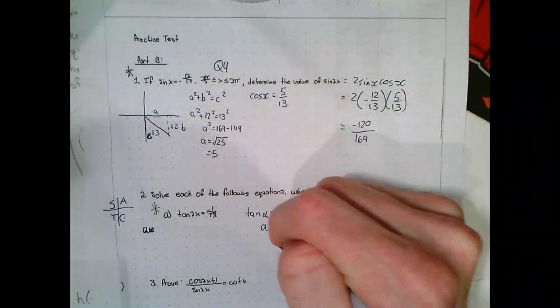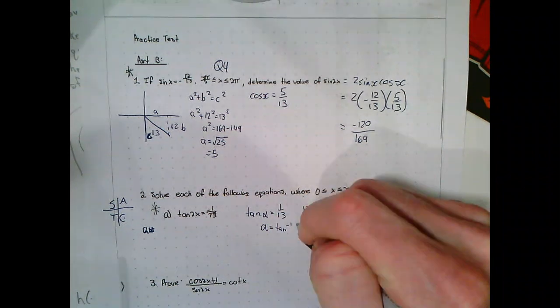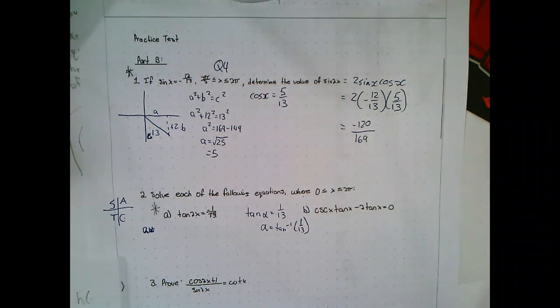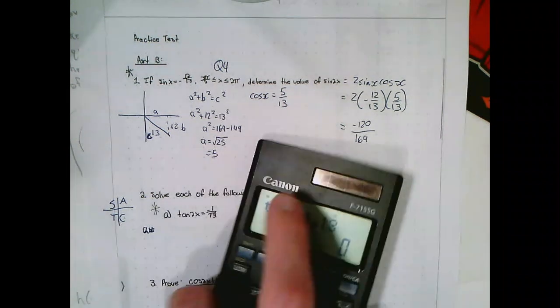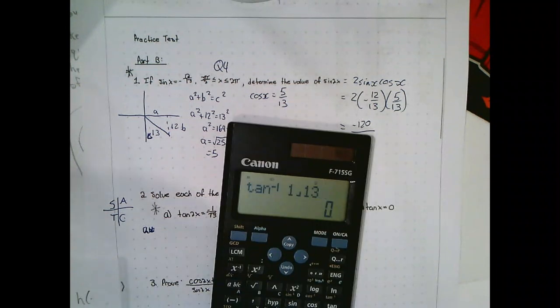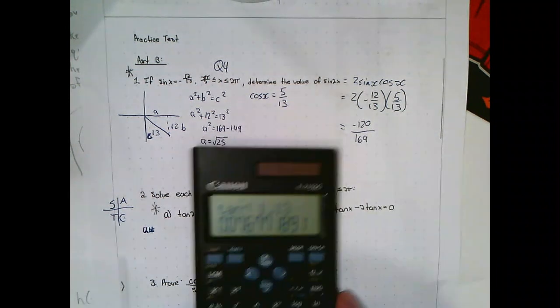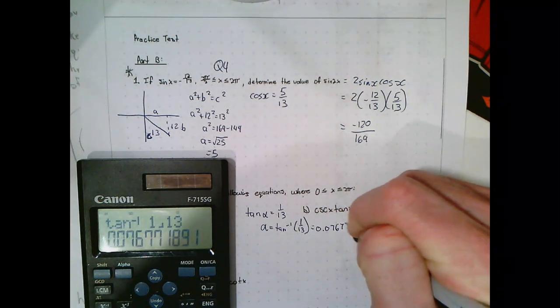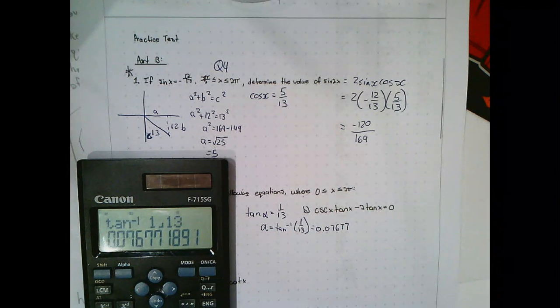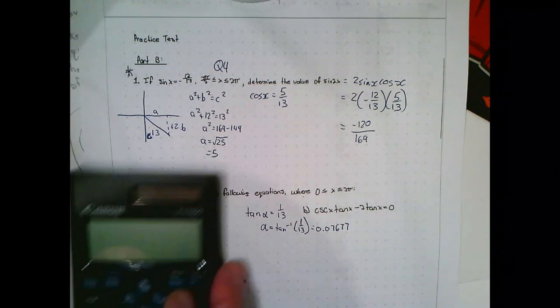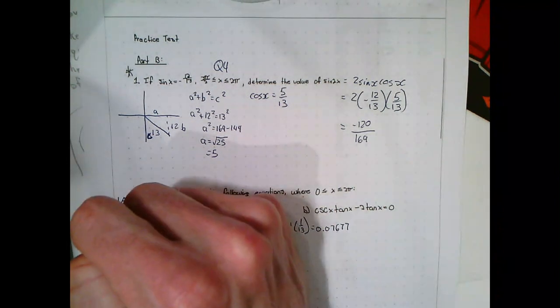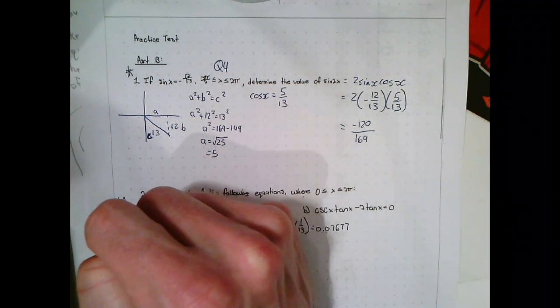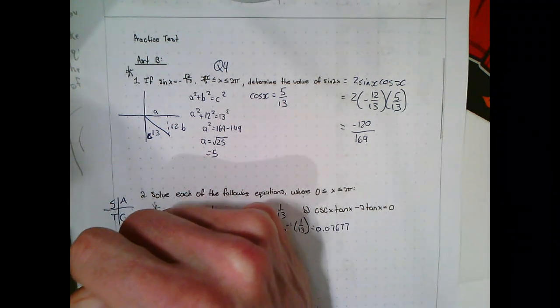And so alpha is going to be equal to the inverse tan of 1 over 13. All right. Here's what I'm punching into my calculator, by the way. Inverse tan 1 over 13 equals this really tiny number, 0.07677. The more decimals you can keep in this case, the better, really. So now we're going to actually create our quadrant 2 answer and our quadrant 4 answer.